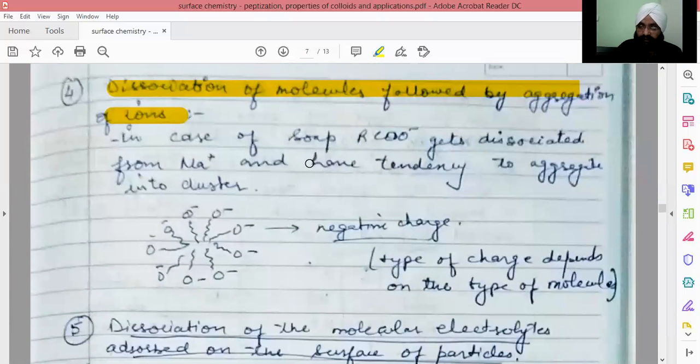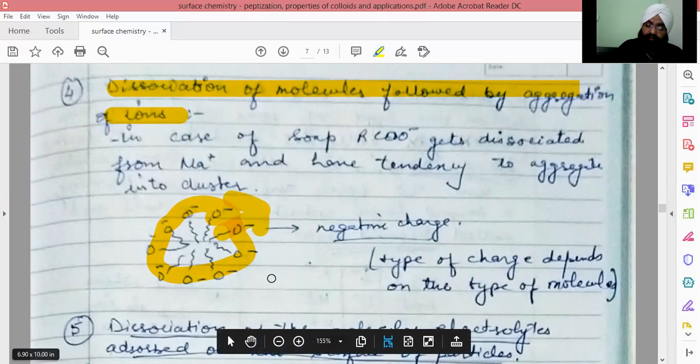So this case is for the associated colloids like soap, micelles, where the micelles are formed. So dissociation of molecules, then aggregation. Micelle formation is the example, and in this case, the particles having charge are placed outside. The molecules are placed in the same direction, and hence they get charge on the surface.